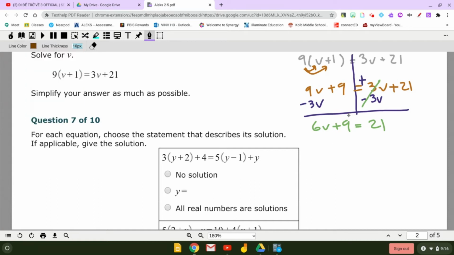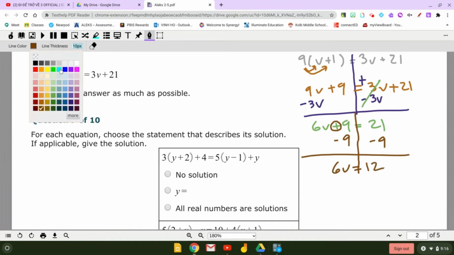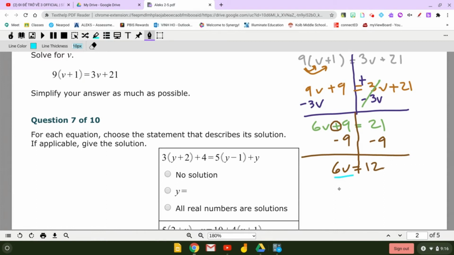All right, so now we're heading to the constant, the number without a variable. We're going to get rid of 9 so that v is by itself. We're going to subtract 9 on both sides. So 6v equals 21 minus 9, which is 12. And our last step, we divide by 6 on both sides. So v equals 2. That is our final answer.